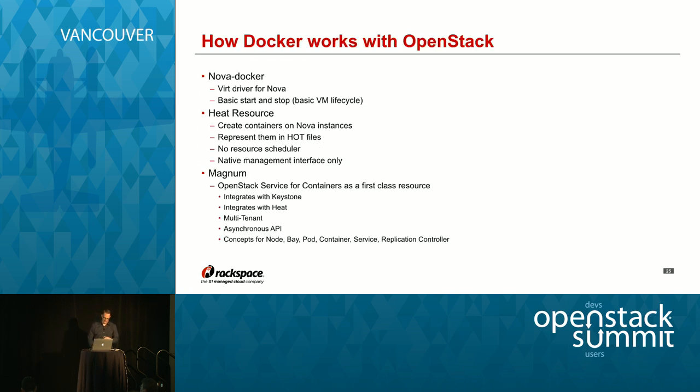Okay. So let's talk about all the ways that Docker works with OpenStack. This morning I mentioned Nova Docker. This is a virt driver for Nova, so that when you ask Nova for an instance, instead of getting a virtual machine or a bare metal instance, you're actually going to get a container out of Nova that's going to be running on the compute host.